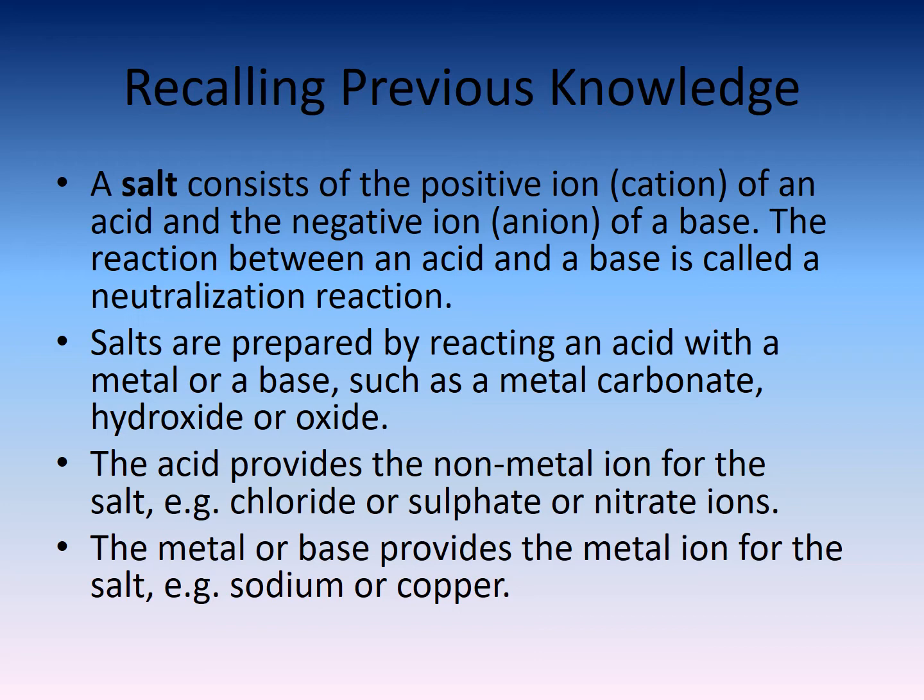Now over here you can see that the acid provides the non-metal ion for the salt, for example chloride, sulfate or nitrate ions. In this case, if the acid is hydrochloric acid, it will provide the chloride ion. If the acid is sulfuric acid, it will provide the sulfate ion, and if the acid is nitric acid, it will provide nitrate ions. Now the metal or base provides the metal ion for the salt, for example sodium or copper.